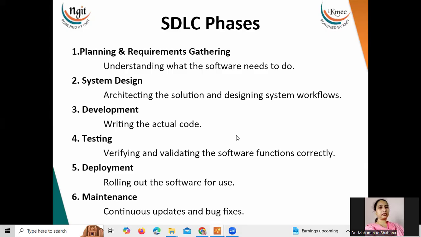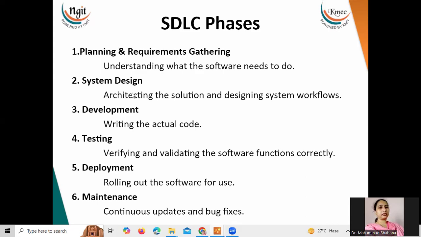These are the phases of software development lifecycle: planning and requirements gathering, system design, development, testing, deployment, and maintenance. The SDLC process consists of six phases. These phases ensure that software is built methodically, from defining the project scope to ensuring it's working as expected once deployed. In planning and requirements gathering, we understand what the software needs to do.